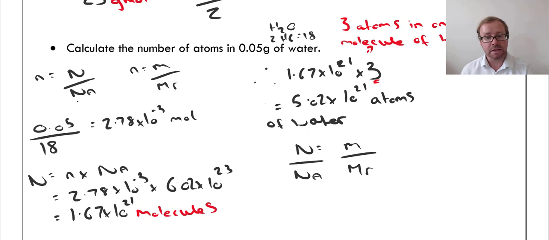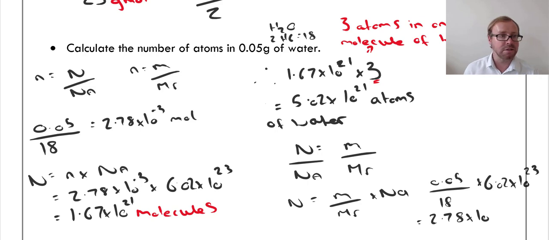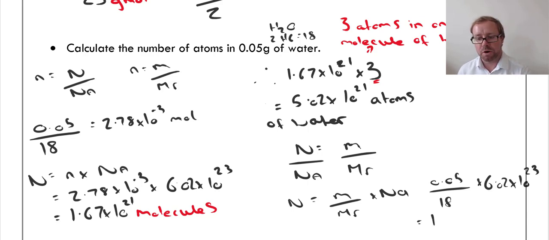Therefore, to work out my N here, I could say that N is equal to m over Mr times Na. I could put my values in, which gives me 0.05 divided by 18 times 6.02 times 10 to the 23, which gives me 1.67 times 10 to the 21 molecules. And again, once we've got this value, we'd still have to do this part. Now, that's another way to work it out. Either way you can do it, it's entirely up to you. I think the first way is slightly easier, but you're more than welcome to do it the other way.